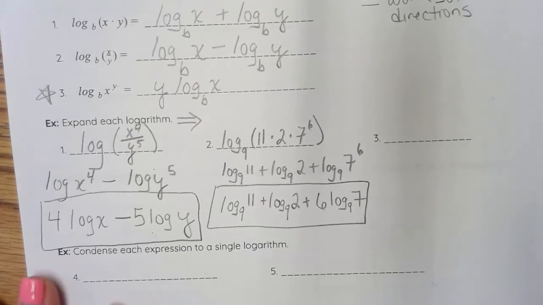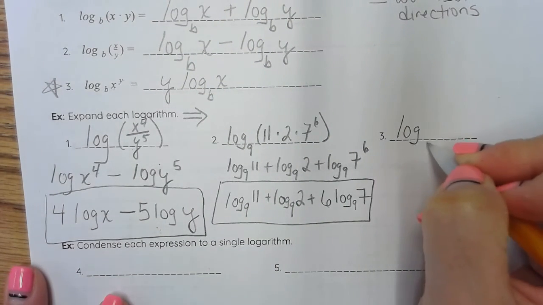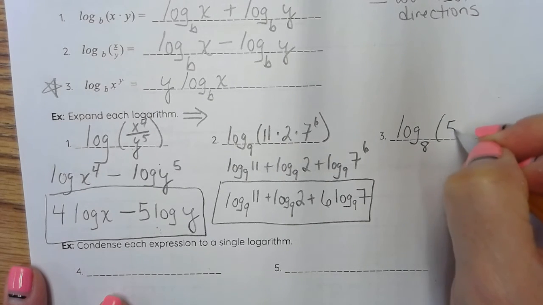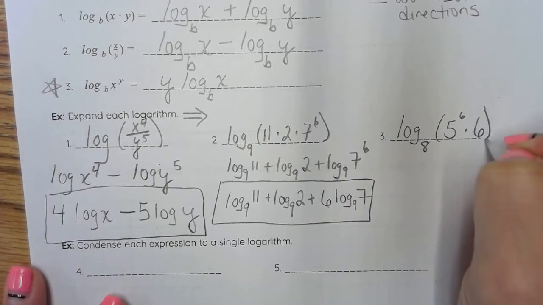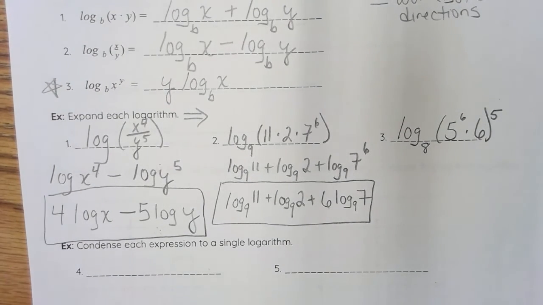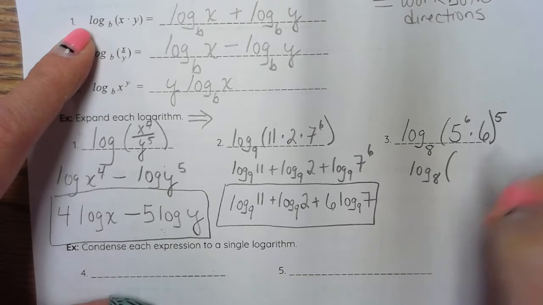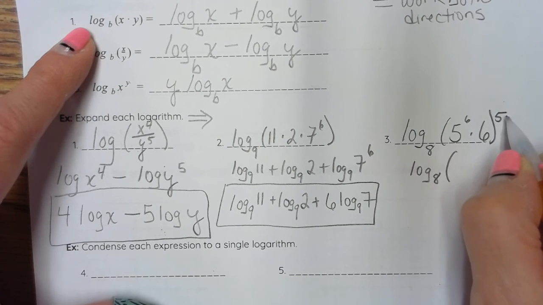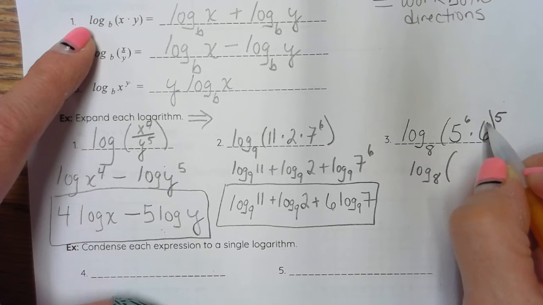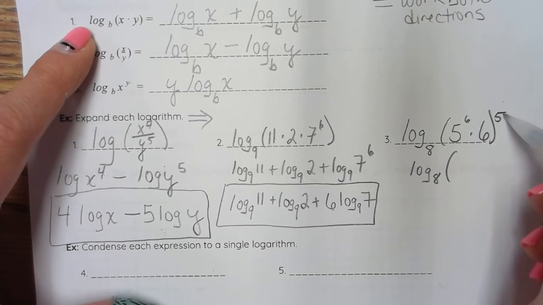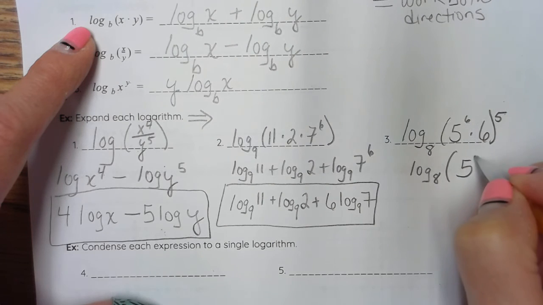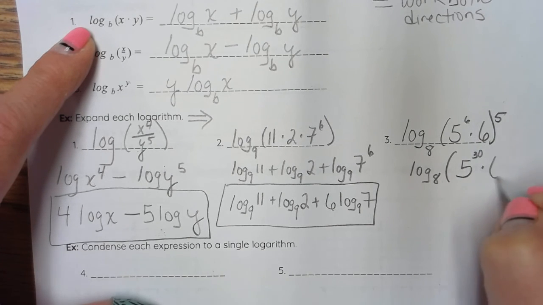And then for example 3, let's look at log base 8 of 5 to the 6th times 6, all to the 5th. This problem has us using our log properties, but it also makes us remember some things about exponents. So before I apply my log properties, I'm going to use my laws of exponents. If I have a product raised to a power, that power comes into both pieces. And anytime you have a power raised to a power, you multiply. So that becomes 5 to the 30th times 6 to the 5th.